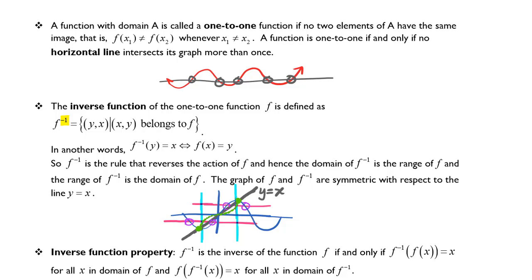Inverse function property states that f inverse is the inverse of the function f if and only if f inverse of f of x equals x for all x in the domain of f, and f of f inverse of x equals x for all x in the domain of f inverse. That's a lot of fancy math speak, but I think once we apply it, this will become a little more obvious.